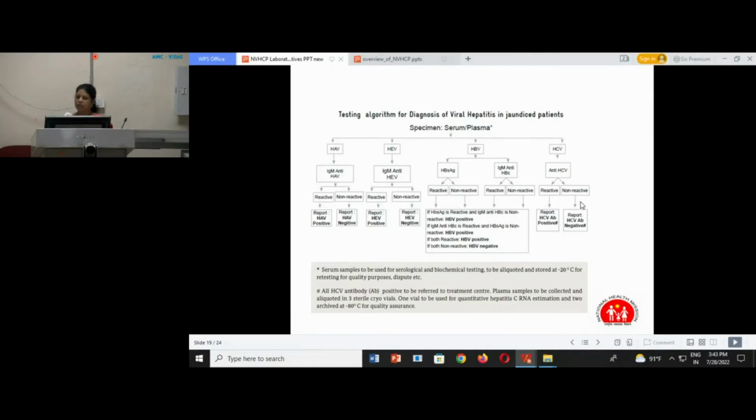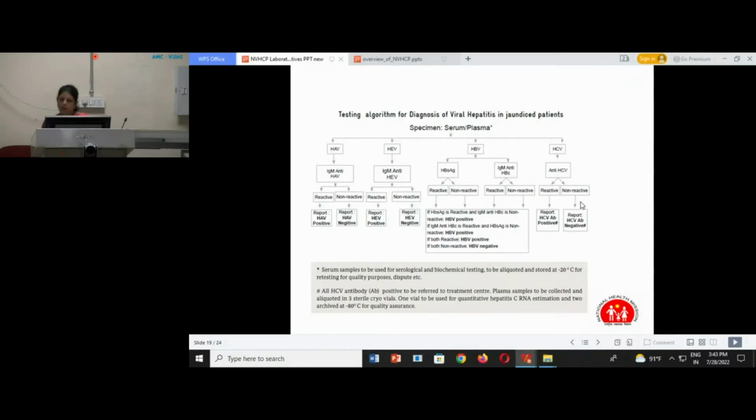If HBsAg is reactive and the antibody is not detected, the report is given as hepatitis B positive. If the antibody, IgM anti-HBc, is reactive and the antigen is not detected, the report is given as hepatitis B positive. If both are reactive, the report is given as hepatitis B positive. If both are non-reactive, the report is given as hepatitis B negative.